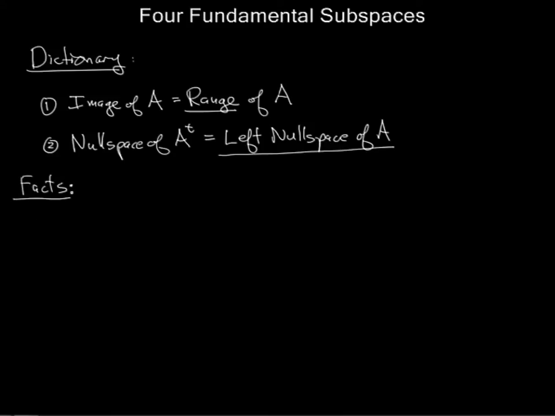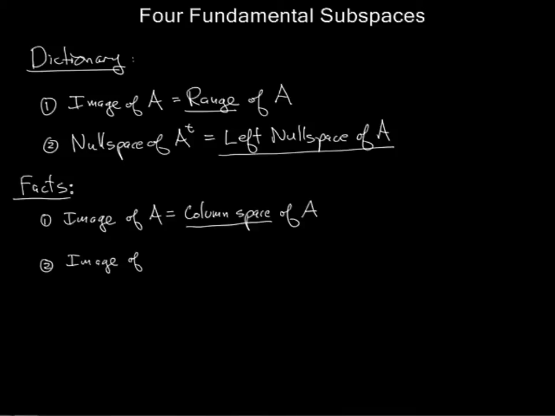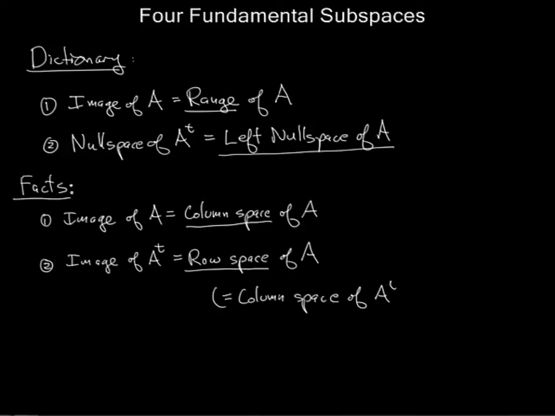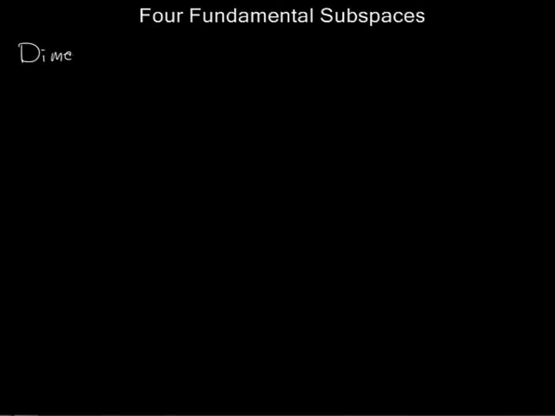Okay, here are a couple of facts about these, and this is bringing in the column and row spaces. The image of A, we've seen, is the column space of A. All right, and similarly, the image of A transpose is the row space of A. Well, the image of A transpose is just the column space of A transpose by the first statement, and the column space of A transpose is indeed the same as the row space of A. So that brings the row and column spaces into the picture.